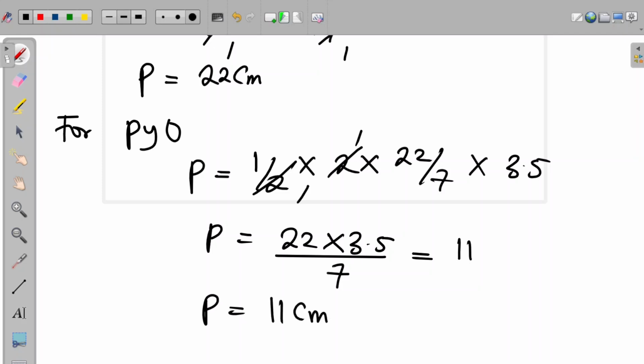So we have obtained the perimeter of the region, and also we have obtained the area of both regions.